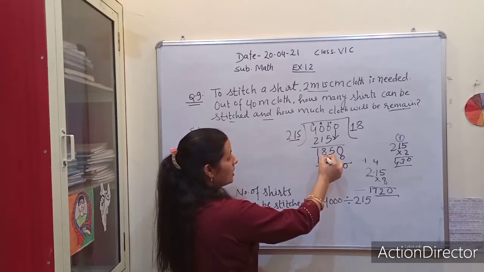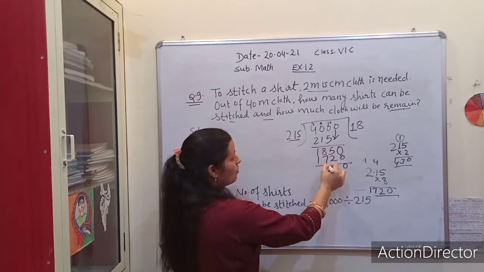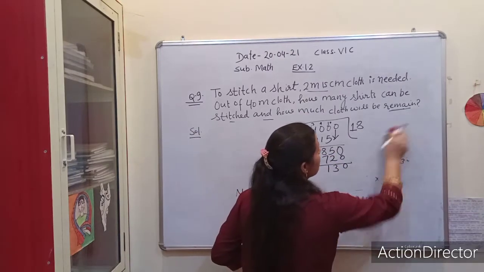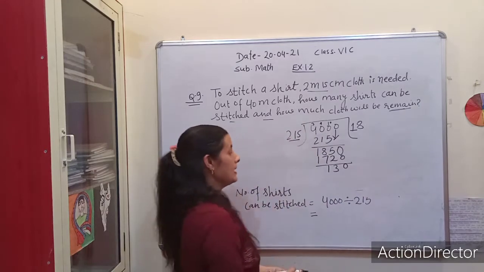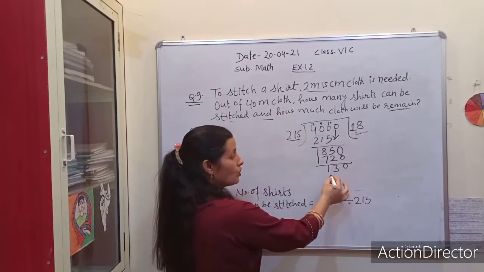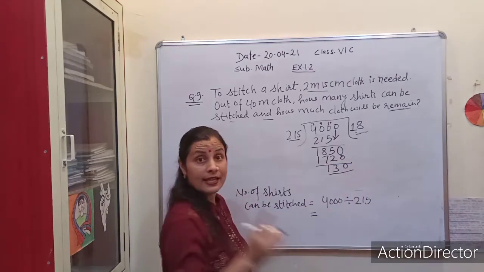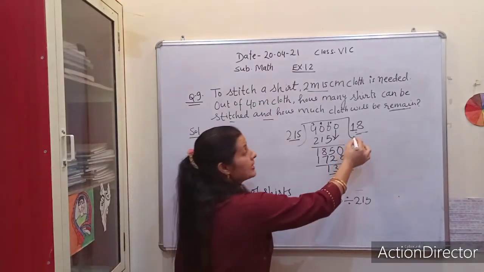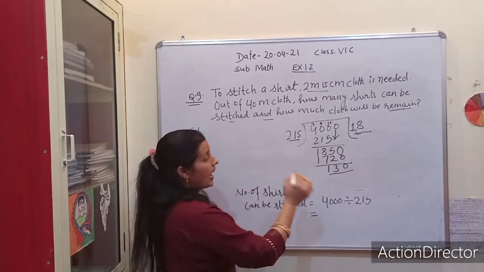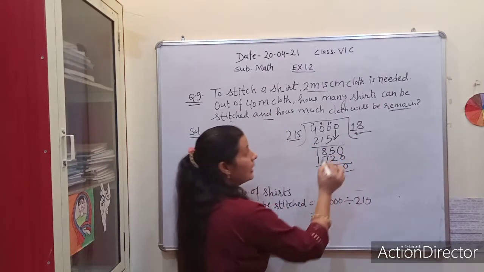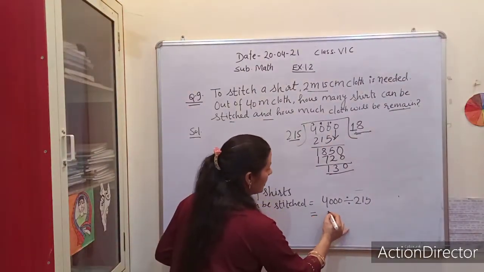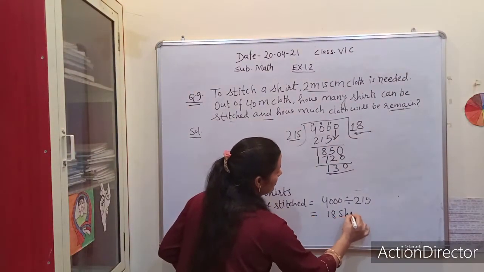Okay, take out 7 from it, 130. Okay, this is the answer. We can stitch 18 shirts. And how much cloth will remain? 130 centimeter. We can stitch 18 shirts using this 40 meter cloth, and 130 will be the remaining cloth. So we can stitch 18 shirts.